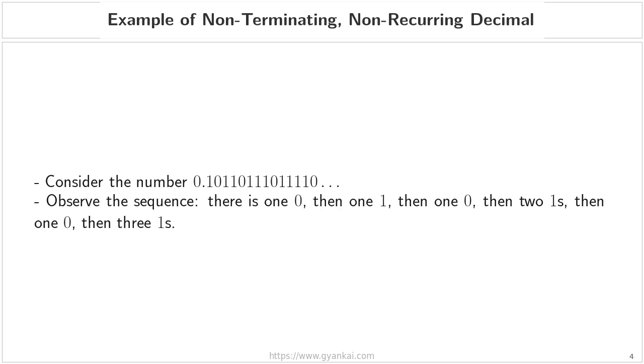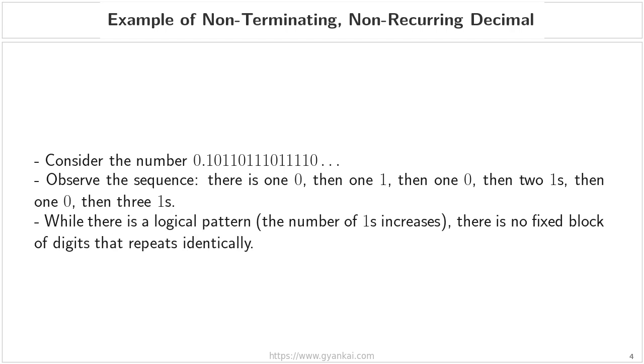Example of non-terminating, non-recurring decimal. Take a look at this decimal number: 0.10110111101110, and so on. I want you to carefully observe the sequence of digits appearing here. You will notice a specific structure. We see a single 0, followed by a single 1, then another 0, then 2 1s, then a 0 again, followed by 3 1s, then a 0, and then 4 1s.